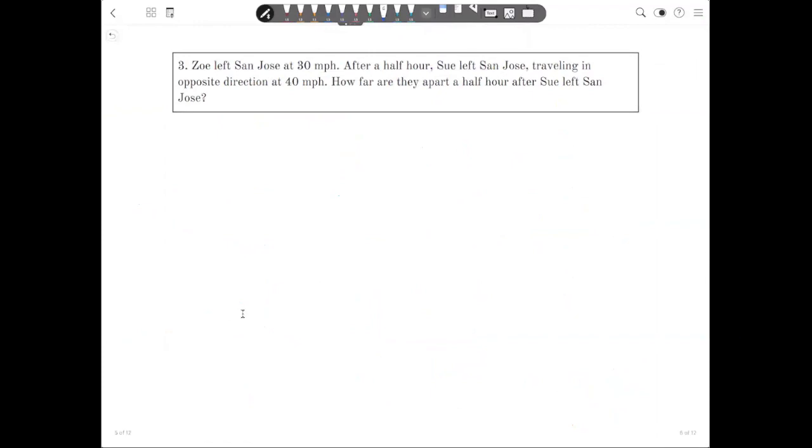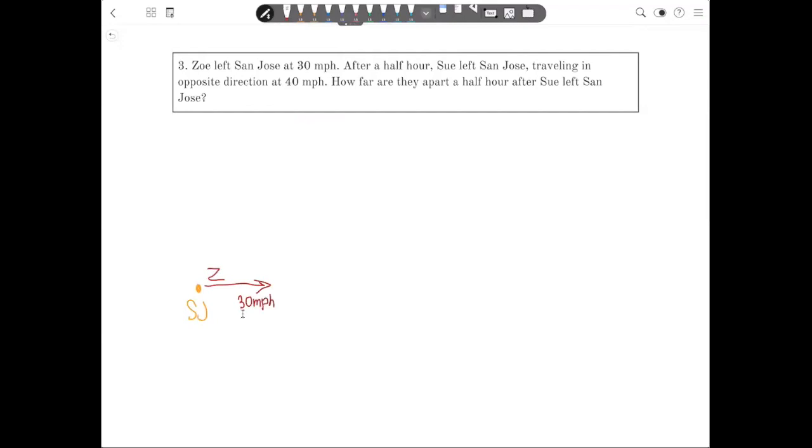Zoe left San Jose at 30 miles per hour. Let's just say that this is San Jose, so I'll just write it here. And then Zoe left it, so Zoe at 30 miles per hour. So let's write it 30 mph.